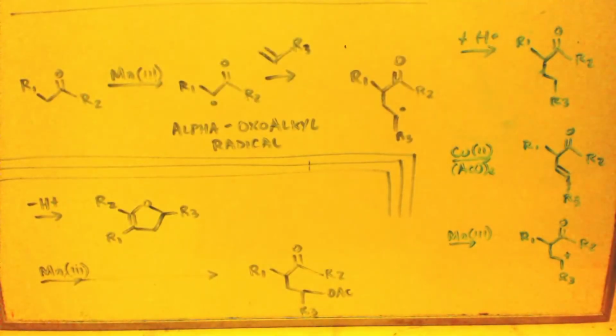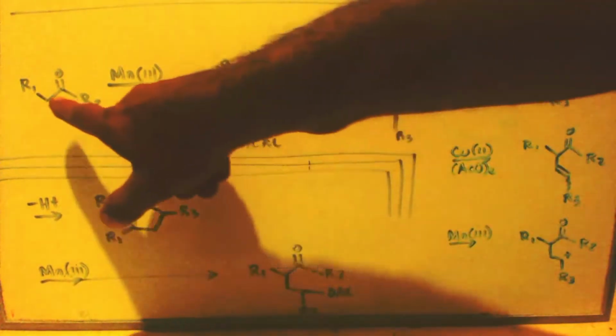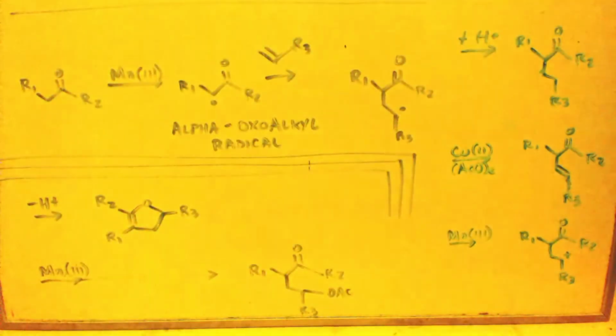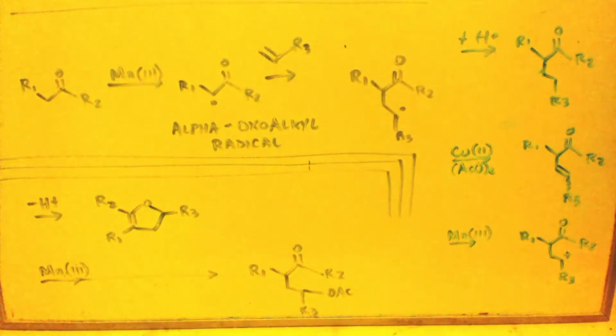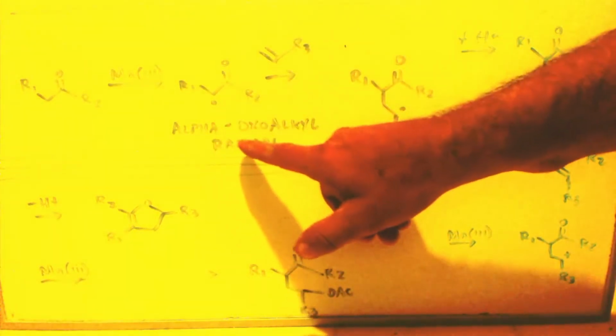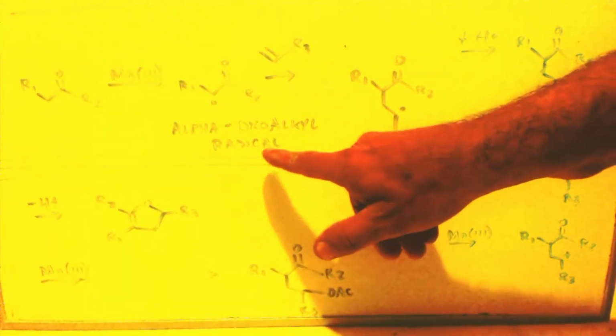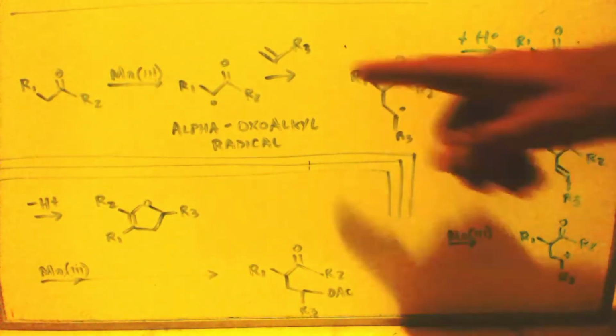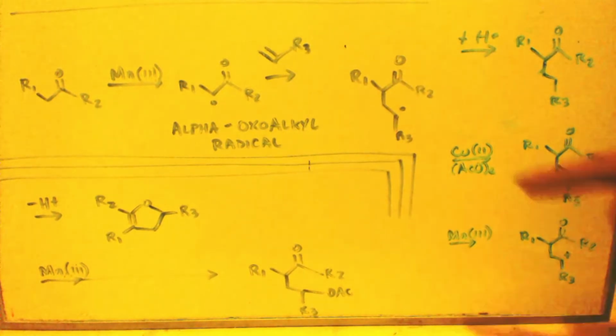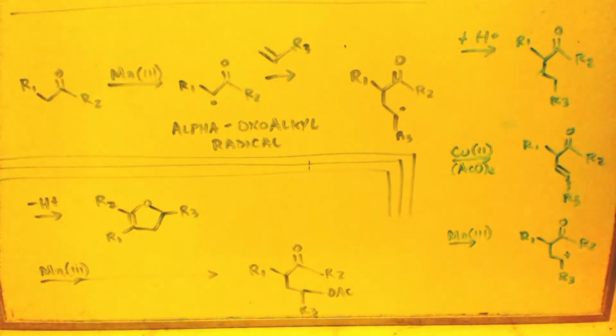Okay, now here's a great example of how versatile this reaction is. Let's say this is your carbonyl, your ketone, and you put it in with the Mn3. The Mn3 makes this alpha oxo alkyl radical that we mentioned. See how it's got the radical there? It reacts with the double bond, right? Now you have this over here, it attached, right? The 2 pieces attached.